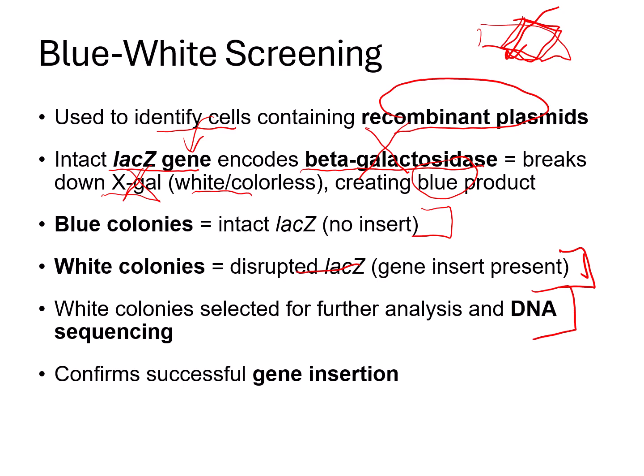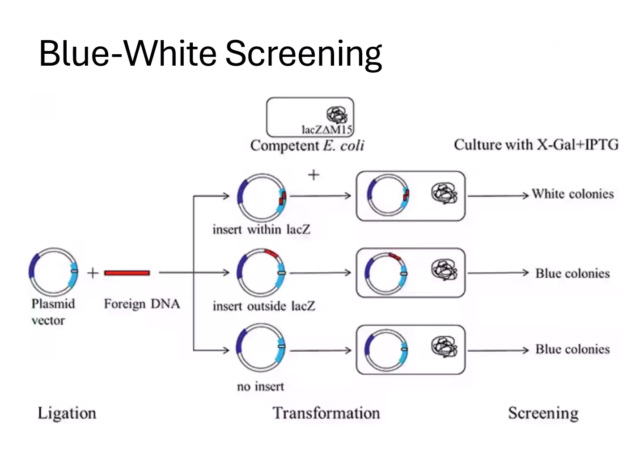We usually also sequence the DNA to make sure we've successfully cloned in our gene. And again, this confirms successful gene insertion if we see these white colonies. Let's take a look at what blue-white screening looks like in the plasmid and in the cell. So here's my vector, and here let's say this is that lacZ gene. Here's the DNA of interest that I'm trying to insert into the plasmid.